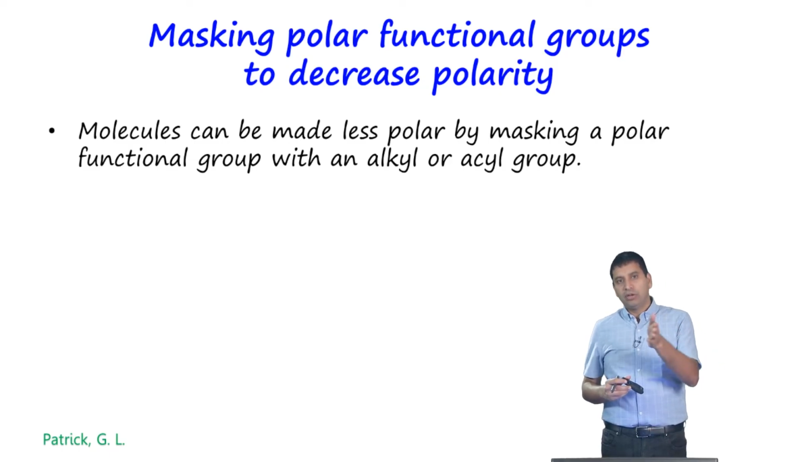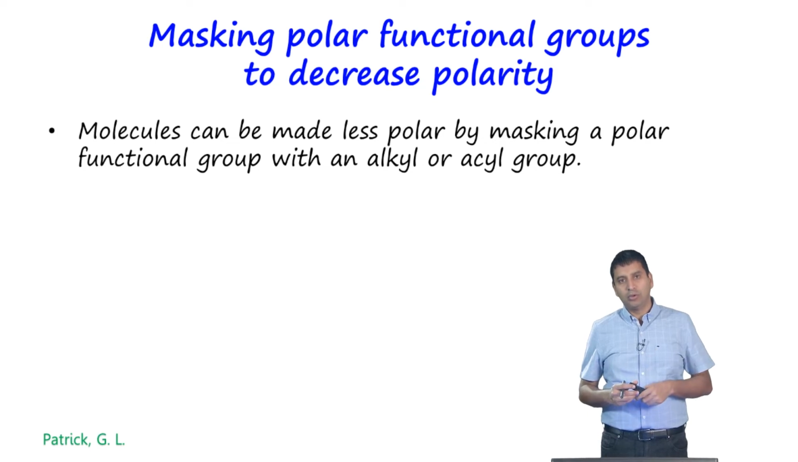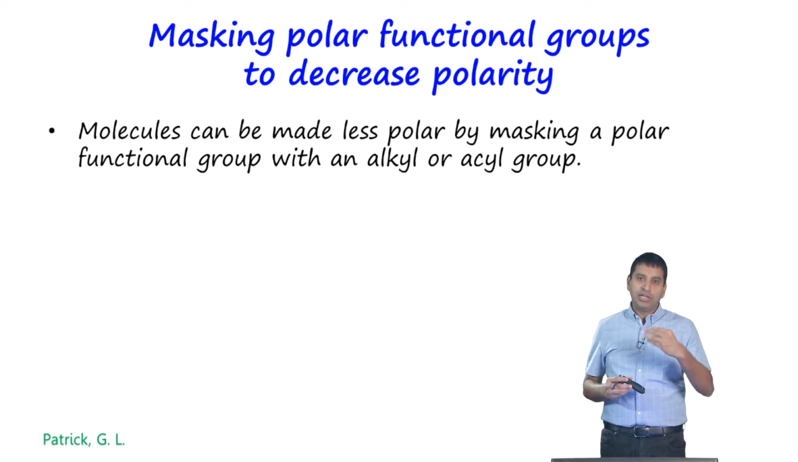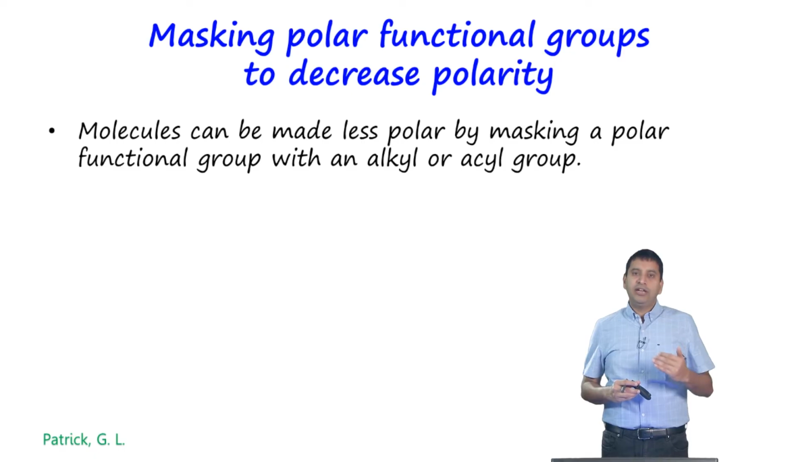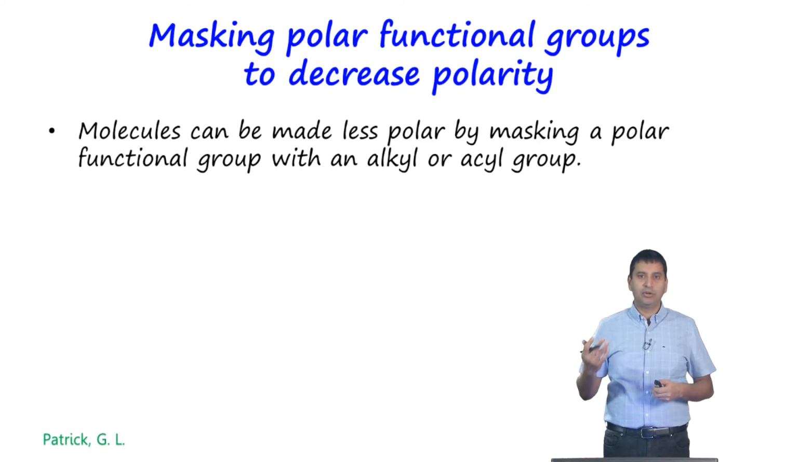But you can also, once you determine this, let us say you find that the molecule is too polar, then you may want to decrease the polarity. The way in which you want to decrease the polarity is you have to mask the polar functional groups. So, the polar functional group, for example, an alcohol can be masked by making it into an ester, like an acyl ester for example, or you can remove the functional group altogether and put an alkyl group, as we know that the alkyl group contributes to hydrophobicity significantly.